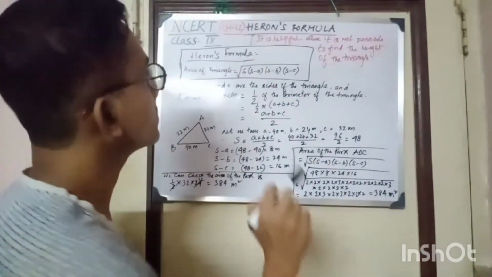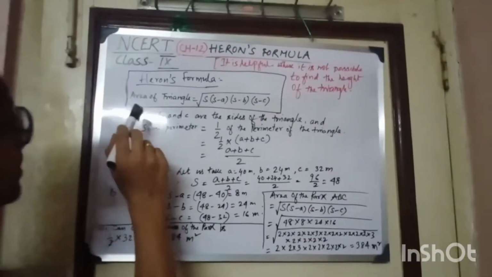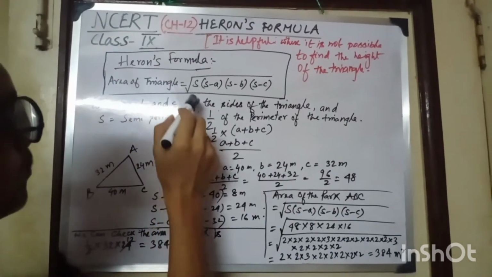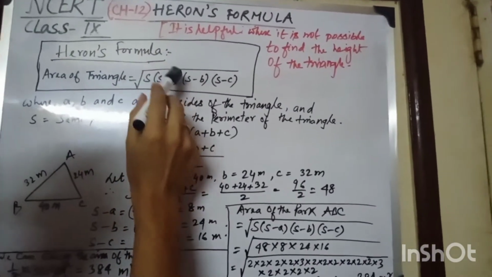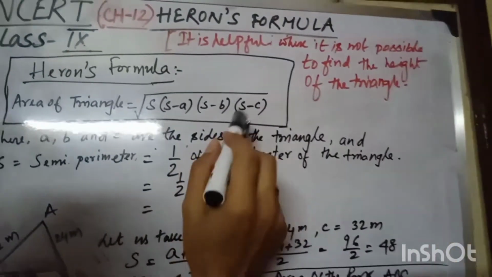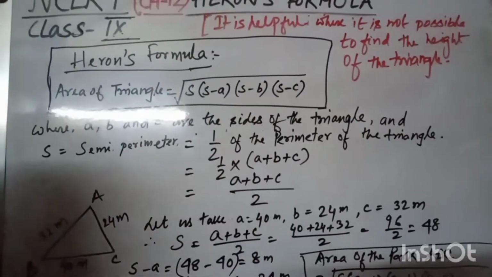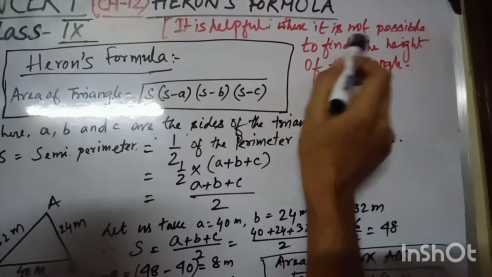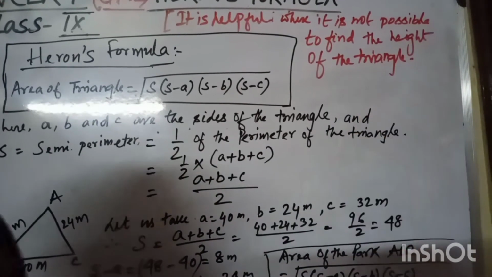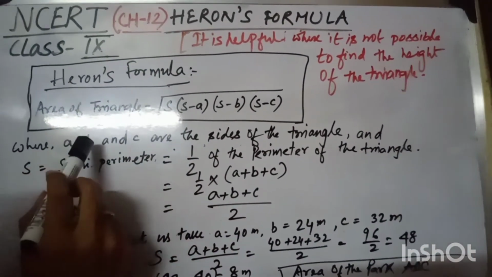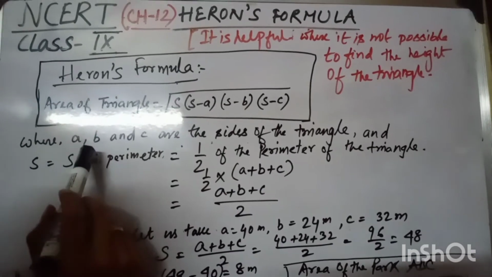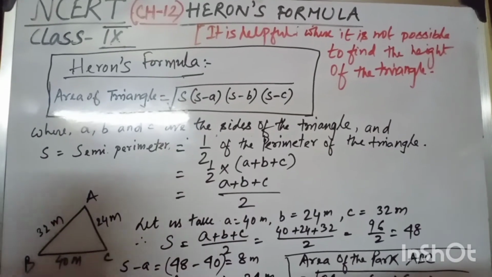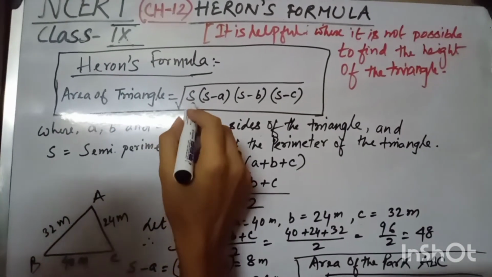Now I have written Heron's formula. It states that by using Heron's formula, the area of a triangle is equal to root over S into (S minus a) into (S minus b) into (S minus c). This is Heron's formula. It is helpful where it is not possible to find the height of the triangle, where a, b and c are the sides of the triangle and S is the semi-perimeter.